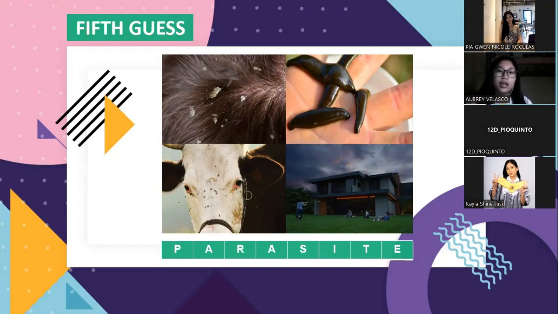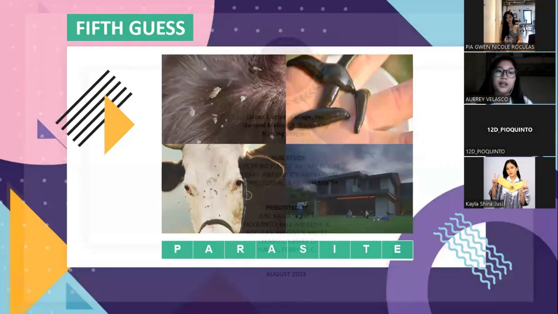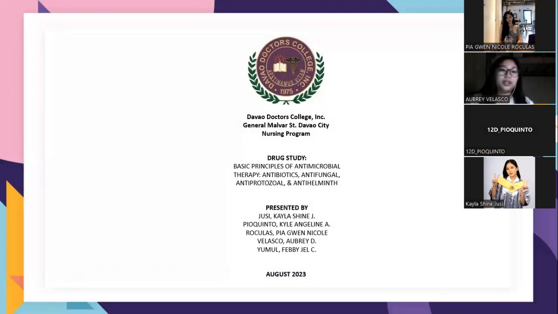Now you may be wondering, what do the pictures of the bacteria, fungi, virus, protozoa and parasite have to do with the topic? So I have a question. Do those microorganisms have things in common, especially in contributing to diseases and infection of patients? Well, that, of course, lies in the topic of the basic principles of antimicrobial therapy.